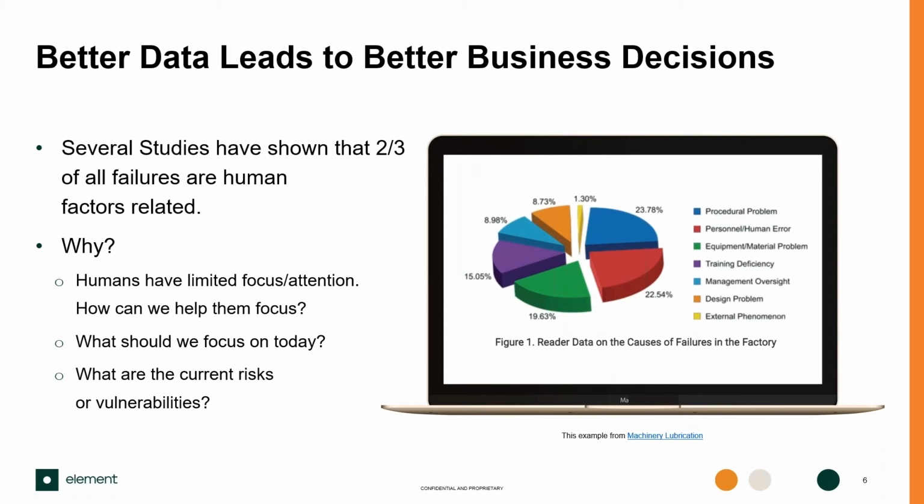Why does this happen? It's because humans have to focus their attention on something. We have a limited focus and attention, and when we try to focus on everything, we miss things. So part of what we're trying to do is help us focus on the right things. And having good information and good data allows you to put the information you want your operators, your maintainers, your engineers to see front and center. What should we be focused on today?